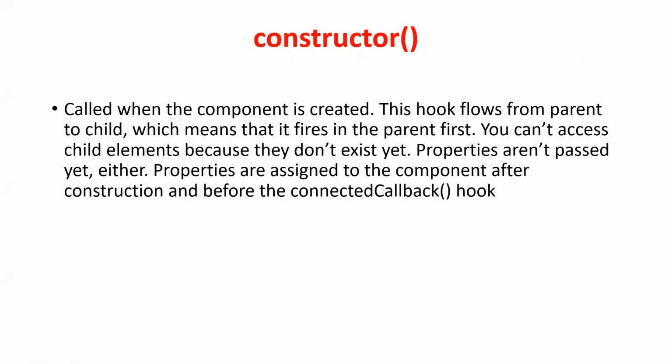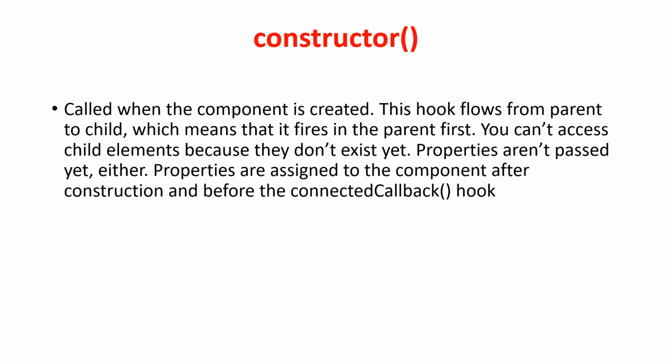This hook flows from parent to child. Parent to child means first the parent is called, then the child, which means it fires in the parent first. You can't access child elements because they don't exist yet. Properties are not passed either. The properties are assigned to the component after construction, before the connected callback hooks. So if you use a child component and a parent component, the parent is called first.